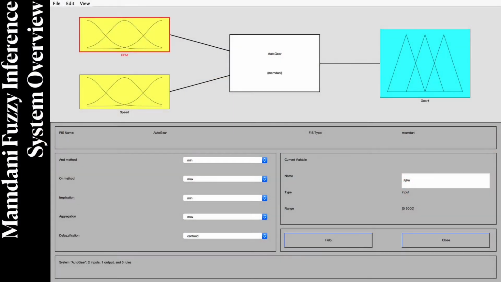We have two inputs, the RPM of the engine and speed of the car, obtained from the sensors embedded in the car. The problem statement requires us to implement a Mamdani Fuzzy Inference System to determine the gear number that the car should be operated at.